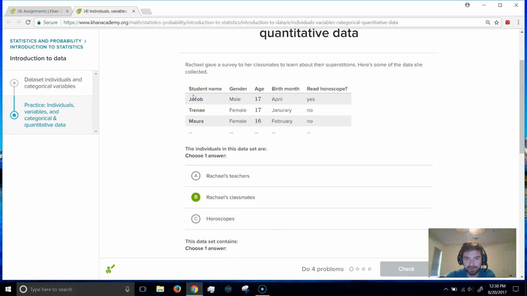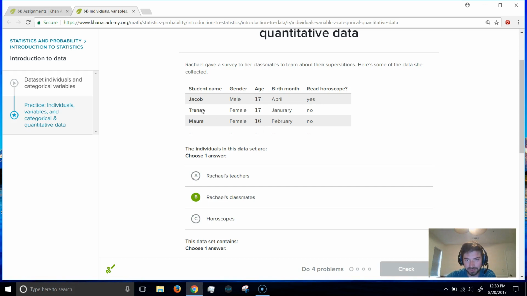And then the variables are these. This is sort of the subject, and these are the things that change. So this is a given. This is like just what is, and then these are the variables that change based on what is. So for instance, Jacob happens to be a male who's 17, born in April, and he reads his horoscope. So these are the variables.